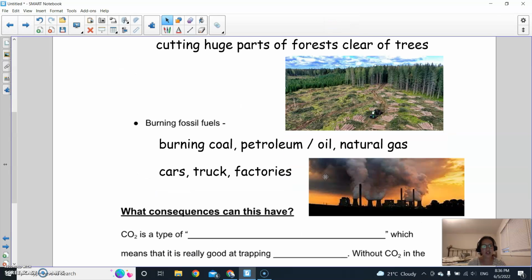Here's just a picture of some fossil fuels being burned. In a lot of processes for manufacturing, we burn fossil fuels in order to make them work.